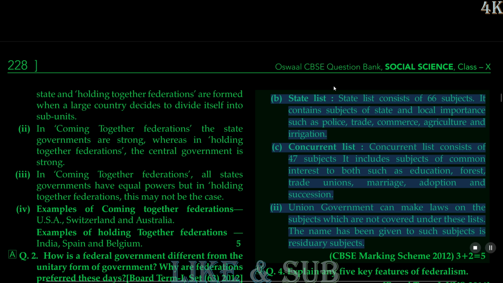B. State list. State list consists of 66 subjects. It contains subjects of state and local importance such as police, trade, commerce, agriculture, and irrigation. C. Concurrent list. Concurrent list consists of 47 subjects. It includes subjects of common interest to both such as education, forest, trade unions, marriage, adoption, and succession.